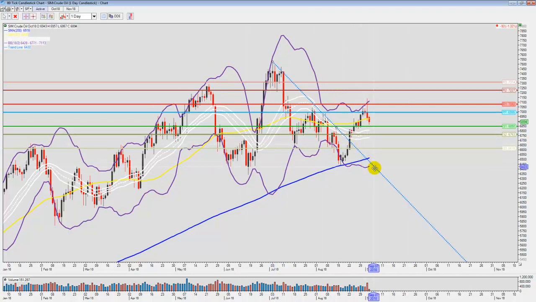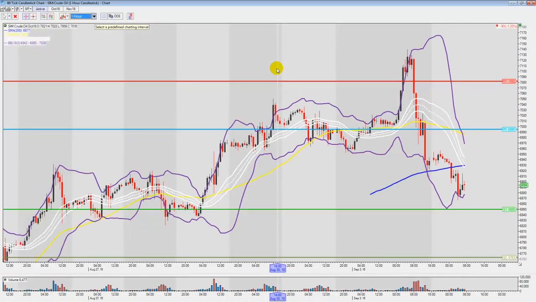In fact, we really don't need this line anymore. So the support line on the dailies is coming in around the prior range. So we're inside that support area as we're looking at right now. They could stop the downward movement at any point, meaning they want to stop it. You're looking at the hourlies.